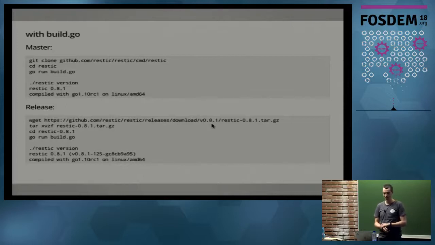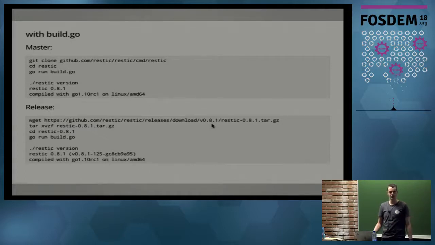So I wrote a small Go program called build.go, which you can just run with Go run, and it has a build tag of ignore, so it's not compiled with the usual Go code. You can use it from a checkout of the Git repository, and you can also use it from a release tarball, which means that you can just clone the repo and run go run build.go, or extract the tarball, run the same command, and there you go, you have a nice version number. For end users, that's really great, because they don't have to fiddle around with the Go path and so on. You can find that program on GitHub.